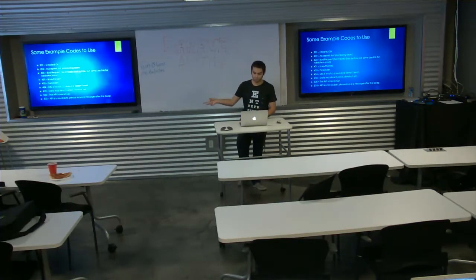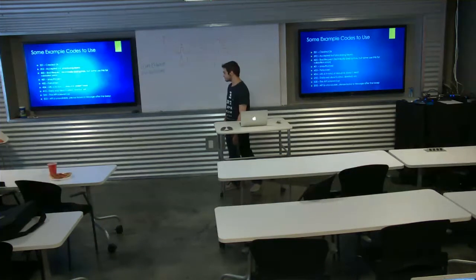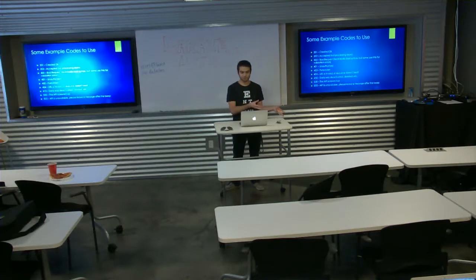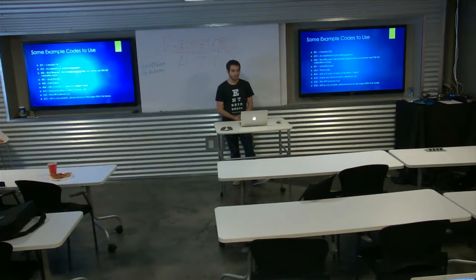So 201 created okay, 202 accepted for processing async, 400 is a bad request. Technically, 400 bad request means that the HTTP request was bad or syntaxed badly, but a lot of people use this for validation errors. 401 and 403 are unauthorized and forbidden. 404 we're hopefully all familiar with.